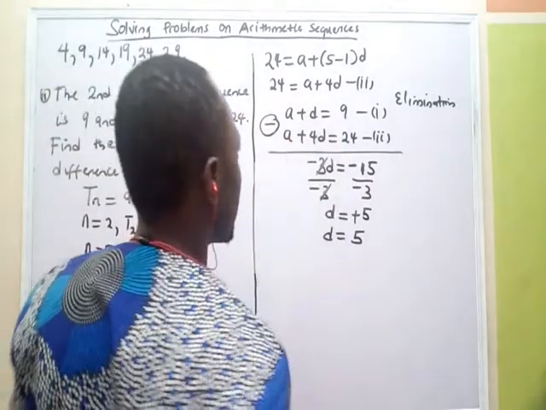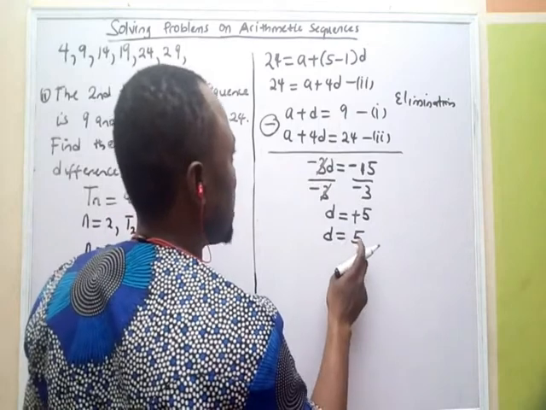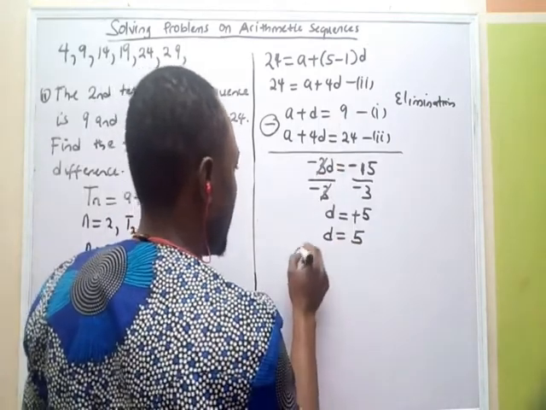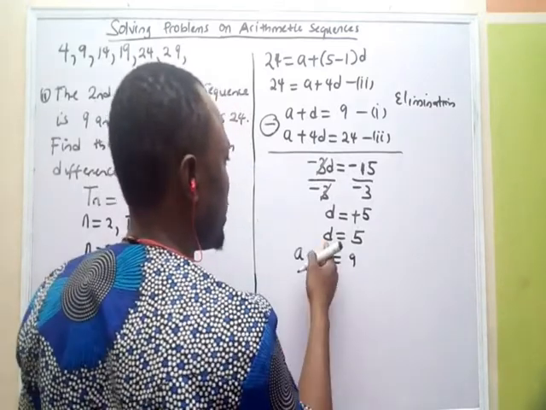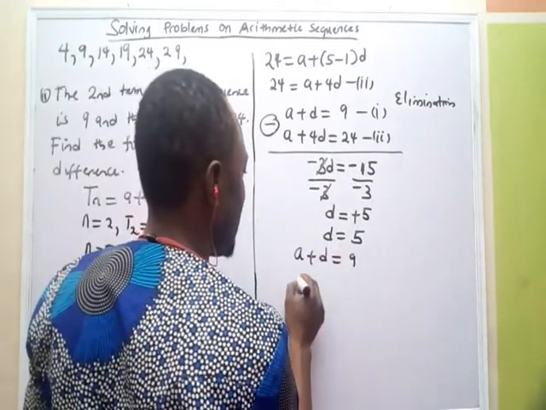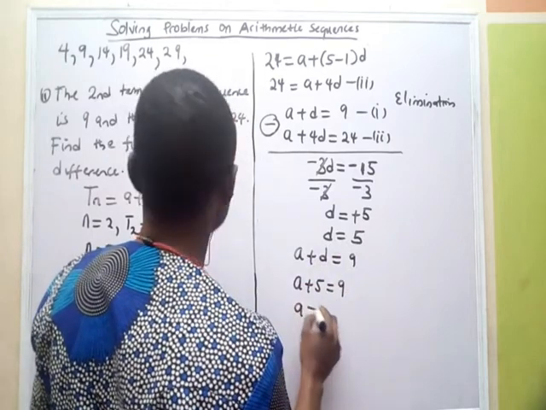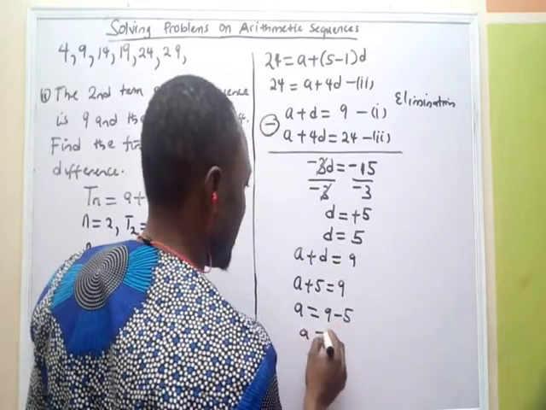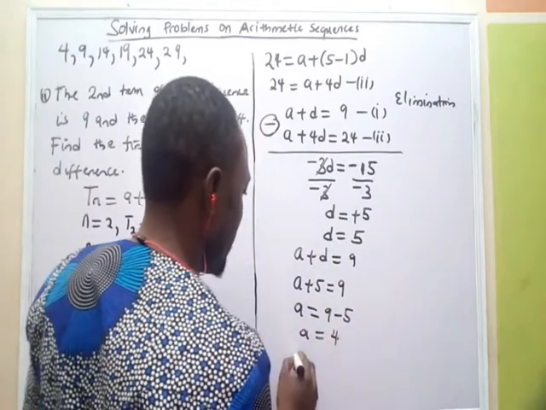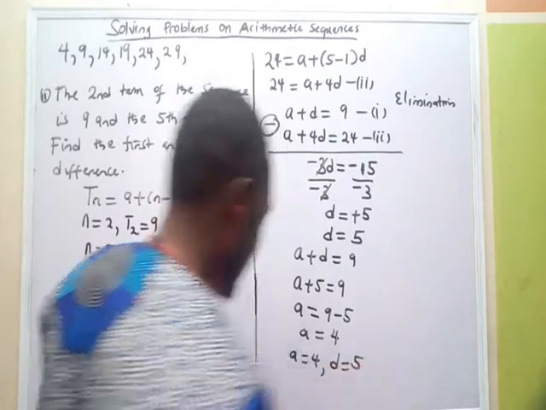Now we want to find the first term. I'll use any of the equations. Just substitute the value of d in any of the expressions. So a plus d equals 9 if I'm using equation 1. When d is 5, I'm going to plug in 5 here. So a plus 5 equals 9. So a will be equal to 9 minus 5. So a equals 4. Here a is 4 when d is 5.